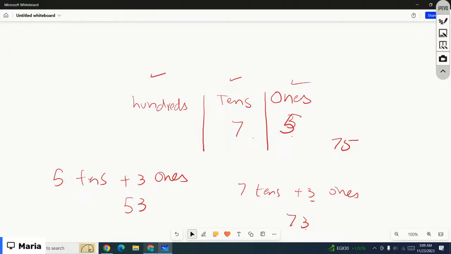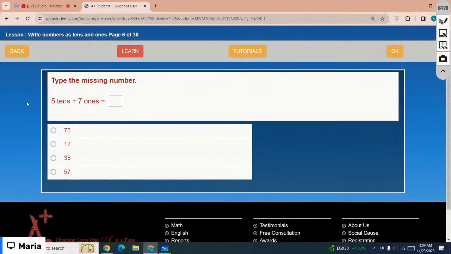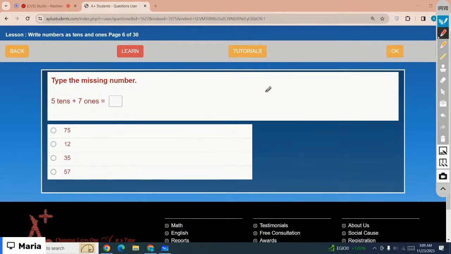No, I think that is, yes, 5 tens and 7 ones. Sorry, sorry. 5 tens and 7 ones. So if you make a place value chart, that is ones and tens. So 7 ones and 5 tens together they make the digit 57, right? The correct option is 57.